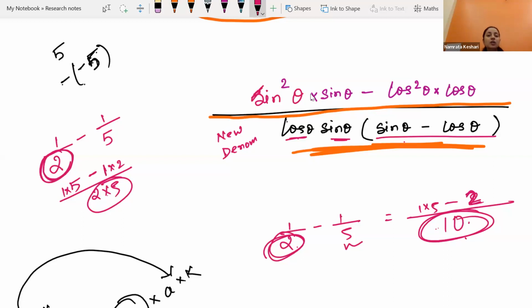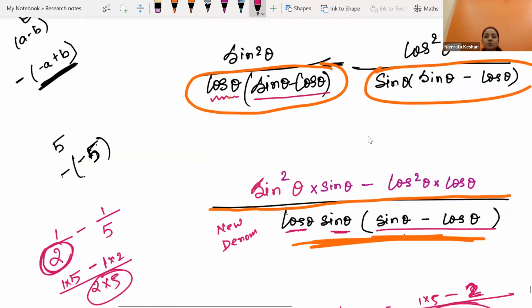Okay. That's why here in our actual subtraction, see now, is it making sense? Cos square theta was already there and one cos theta came. Is it making sense to all of you? Yes. Is it crystal clear? In each and every problem we'll be doing the same thing. Yeah, Harshit, you want to ask anything?